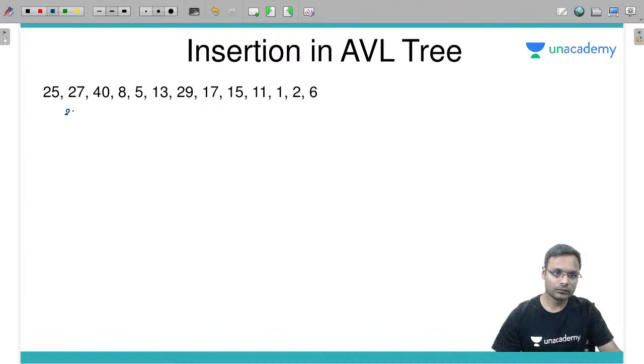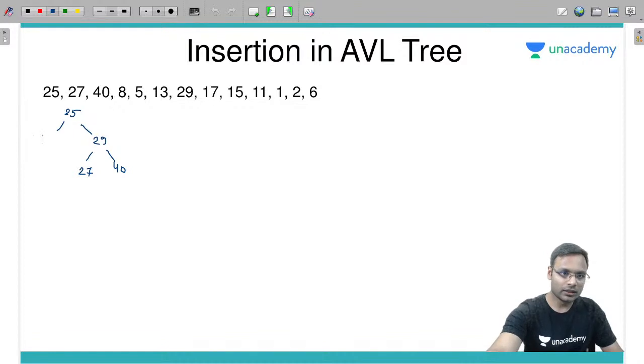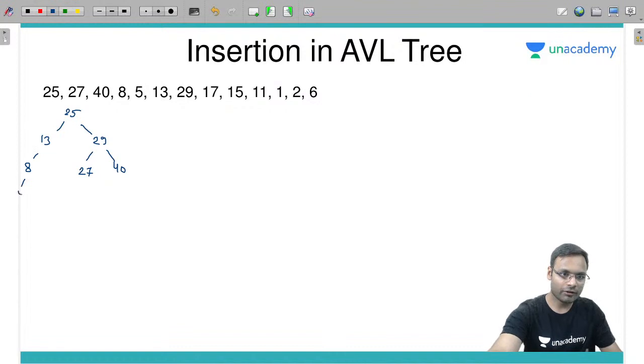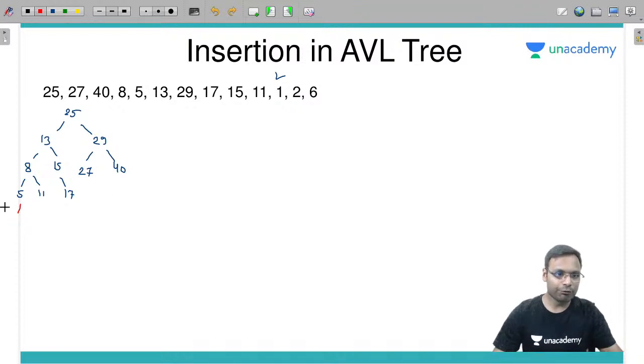25, right is 29, left 27, right 40. Oh, I did not leave space here, so we have 13, 8, then 5, then 11. 13's right is 15 and its right is 17. Next insertion is 1. Where should I insert it? Left of 5. Let's check if there is any kind of imbalance.